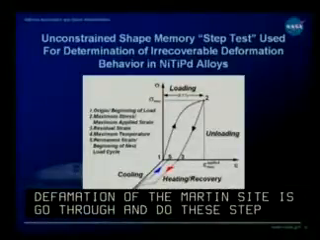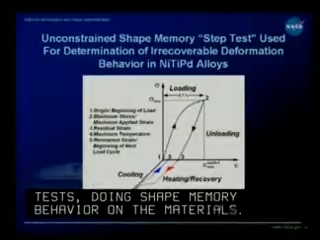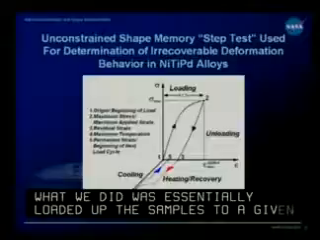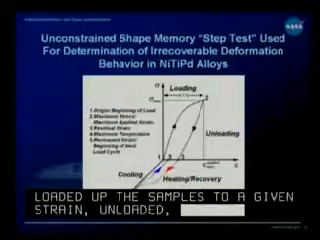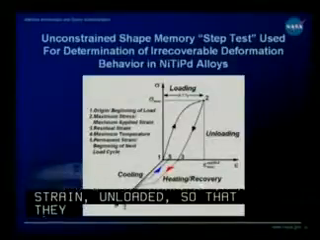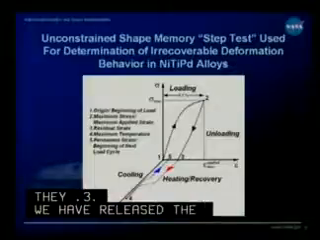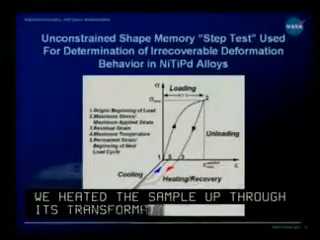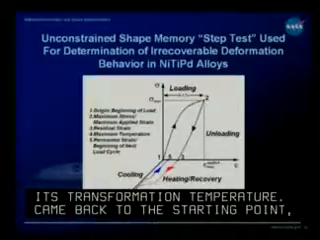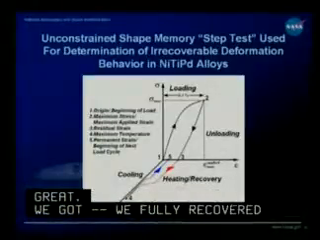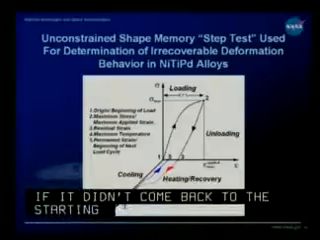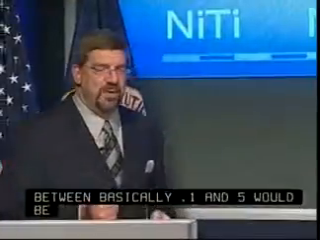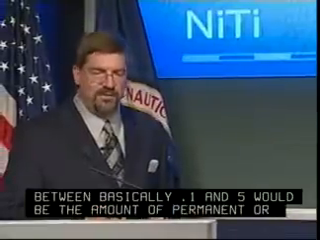So what we did was essentially load up the samples to a given strain, unload to say 0.3. We've released the elastic deformation in the material. We then heated the sample up through its transformation temperature. If it came back to the starting point, great, we fully recovered everything. If it didn't come back to the starting point, the difference between basically 0.1 and 5 would be the amount of permanent or irrecoverable deformation that we induced in the martensite itself.